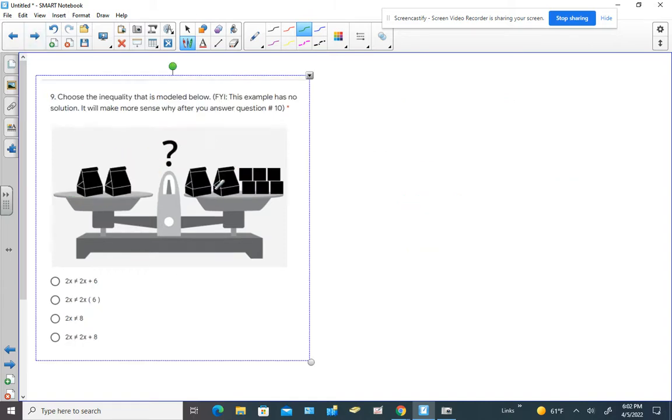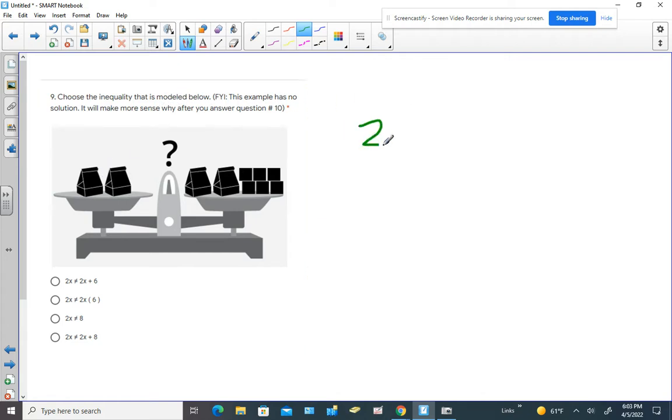Let's look at number 9. Now this one, if you look carefully, we have some inequality symbols. We have the not equal sign. So let's first look at what's in the image and decide why we're using the not equal sign. Choose the inequality that is modeled below. For your information, this example has no solution. It will make more sense why after you answer question number 10.